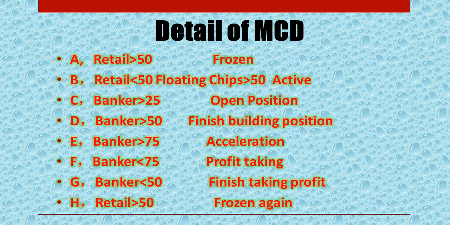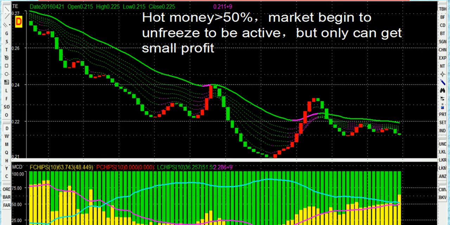Then the next one, banker more than 25, open position. Then banker is red column more than 50, finish building position. Banker more than 75, acceleration. Okay. Then banker less than 75, profit taking. Then banker less than 50, finish taking profit. Retailer, green color more than 50, frozen again. Okay, so we can see this one. Hot money more than 50%. The market began to unfreeze to be active, but only can get small profit.